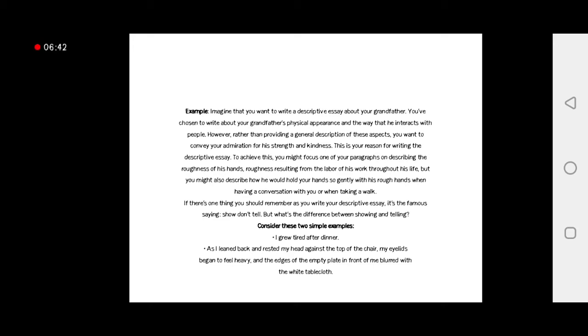And then there's a second example that says, as I leaned back and rested my head against the top of the chair, my eyelids began to feel heavy, and the edges of the empty plate in front of me blurred with the tablecloth. At this point, the reader doesn't even need you to tell him or her that you are tired. He can see from your description the exhaustion taking over you. That is why it's called descriptive writing. You don't just tell the person. You must describe and make the person believe what you have written.